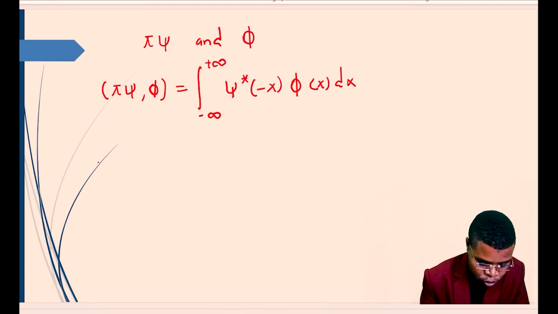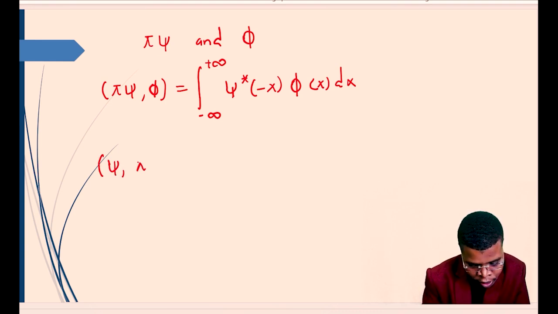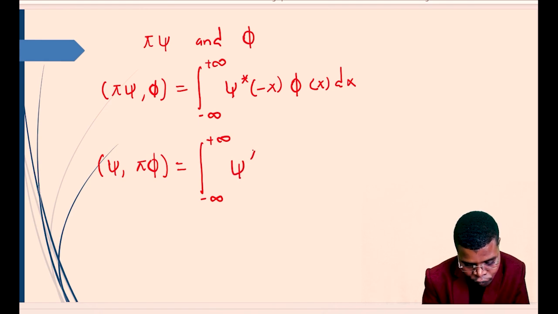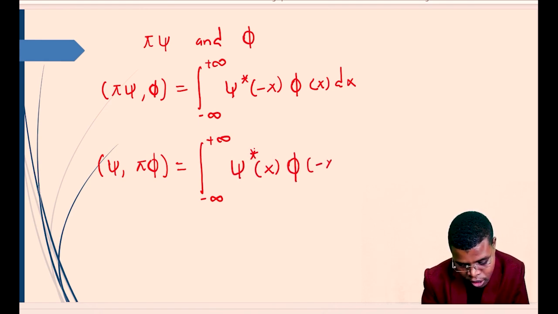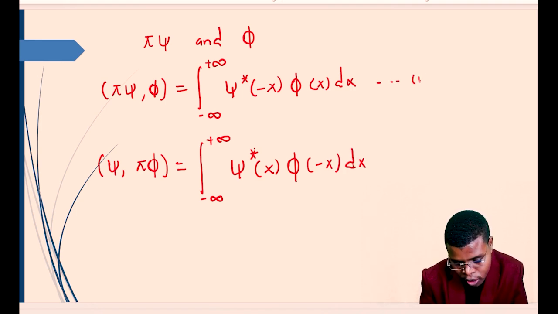The scalar product of these two functions will become ⟨Pψ, φ⟩, which is equal to the integral from minus infinity to positive infinity of ψ*(−x) φ(x) dx. So this is equation number 1 and this is equation number 2.